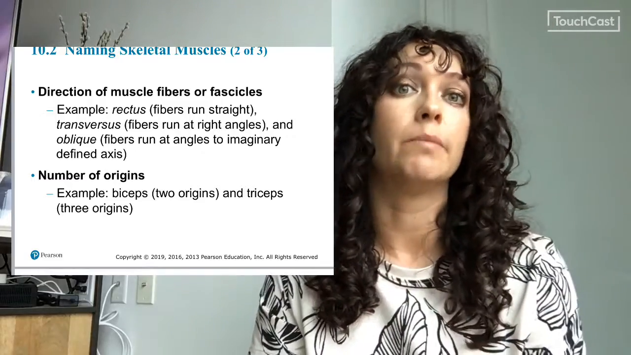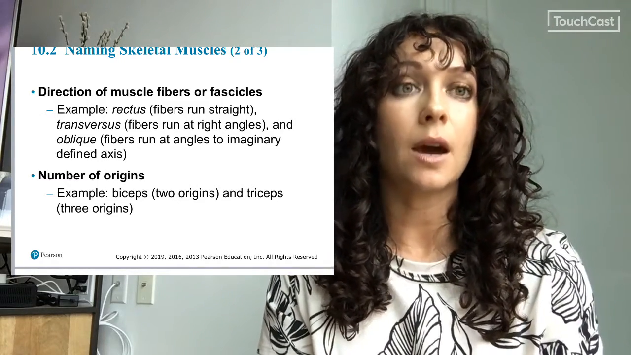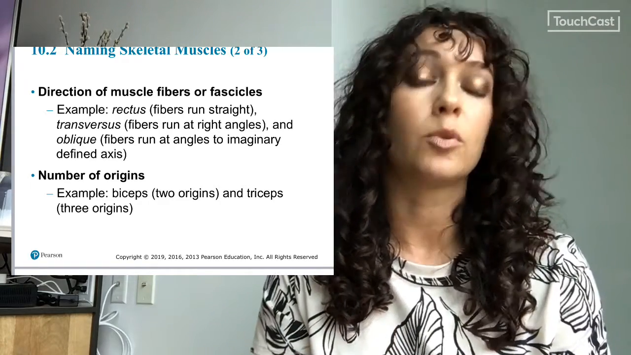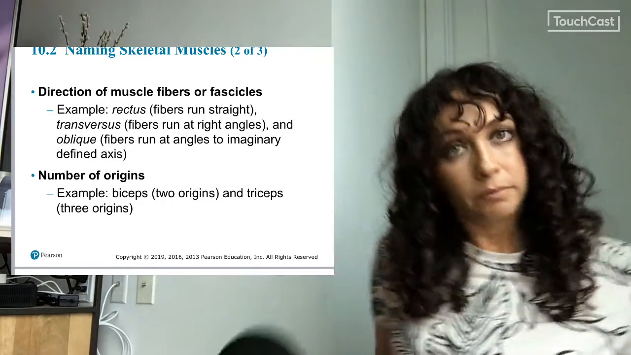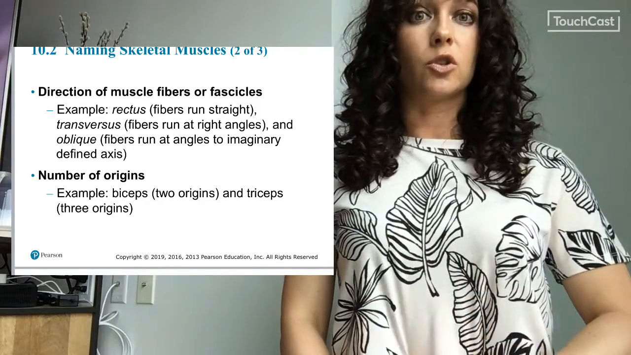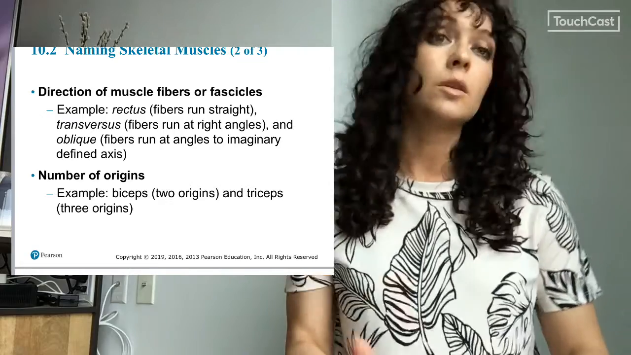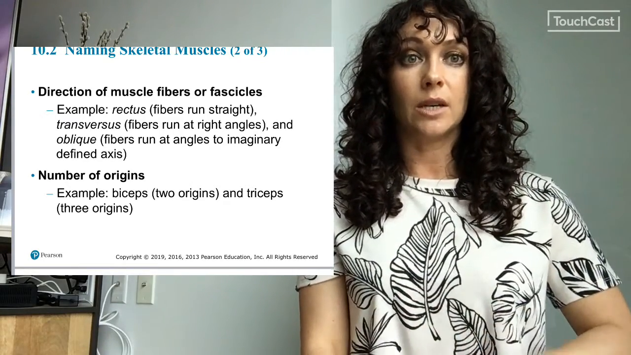The direction of the muscle fibers, or the fascicle arrangement. When we think of directions of these fascicles, a great example is our abdominals. Our rectus abdominis muscle is going to run up and down. So it's going to run straight up and down, or north and south. Those are the muscles that we typically think of when we think of a six-pack, because those are the ones that we can see running up and down.